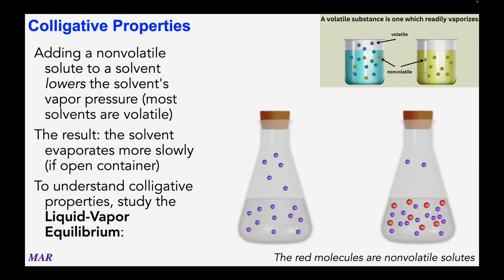So if you were to measure the pressure on the left-hand side Erlenmeyer there without the solute, it would be a higher number than the vapor pressure of the solvent on the right-hand side where you have a solution. So in a solution, the vapor pressure of the solvent is lower than the vapor pressure of a pure solvent.